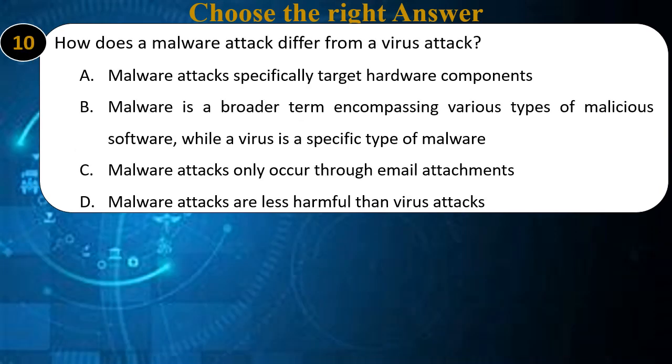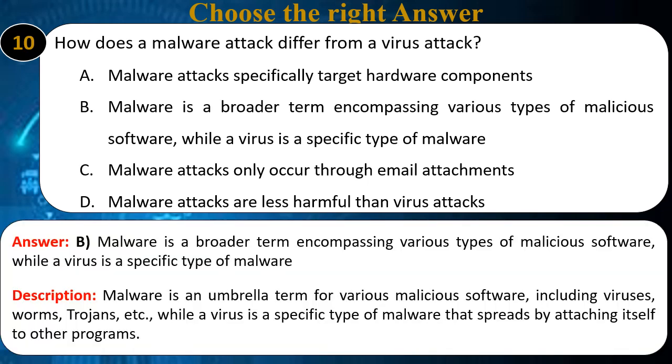Question number 10. How does a malware attack differ from a virus attack? A. Malware attacks specifically target hardware components. B. Malware is a broader term encompassing various types of malicious software, while a virus is a specific type of malware. C. Malware attacks only occur through email attachments. D. Malware attacks are less harmful than virus attacks. The correct answer is B. Malware is a broader term encompassing various types of malicious software, while a virus is a specific type of malware.